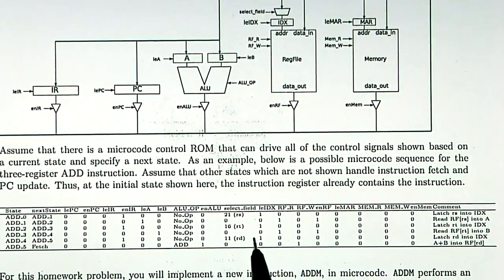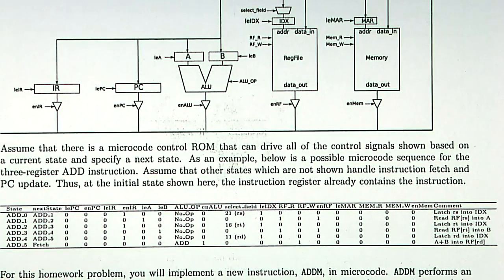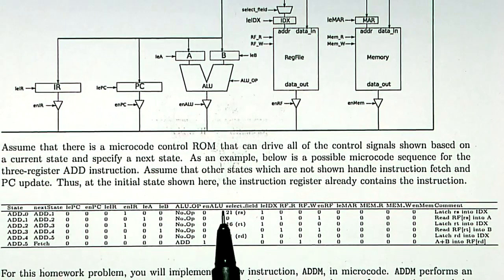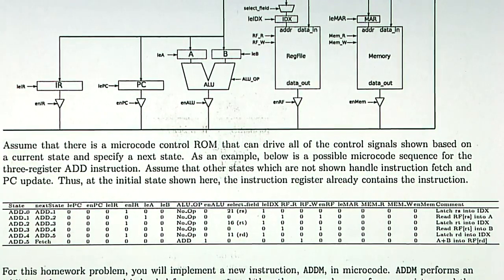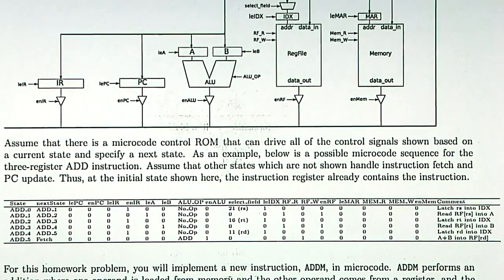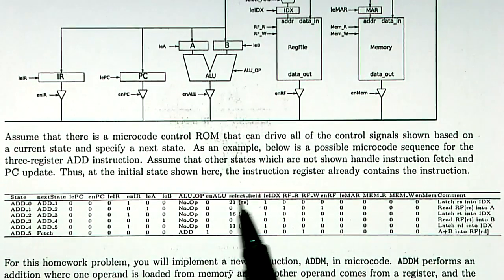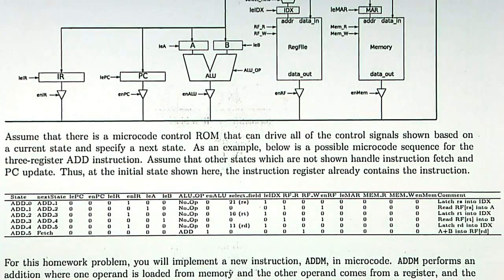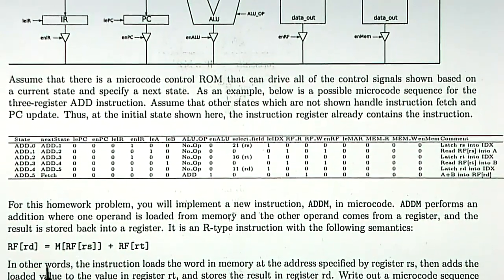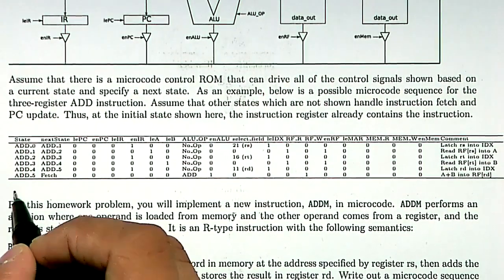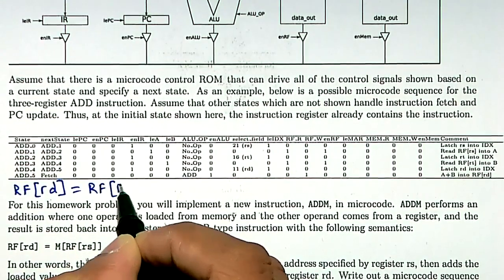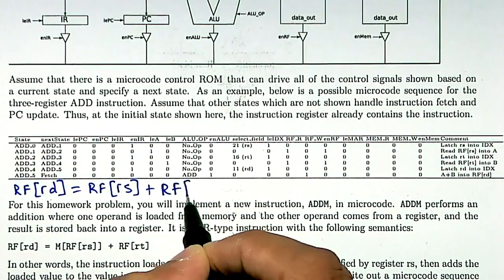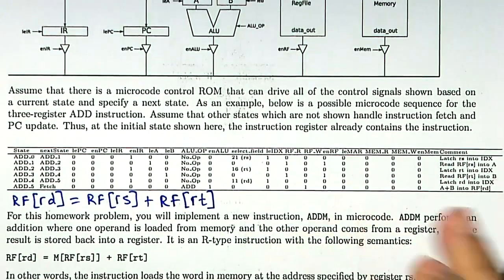An example here is for a 3-register add instruction. So you're adding from one register plus another register into a third register. And this is just the add states. We're assuming that fetch and decode and everything is done by another part of the machine. So we're given just the microcode for the particular add instruction. Going through these states real quick, for example, the first state latches RS into IDX. Actually, I should give the instruction. The instruction looks basically like the register file at register D is given register file at register S plus register file at register T, right? So that's the instruction that this microcode implements.